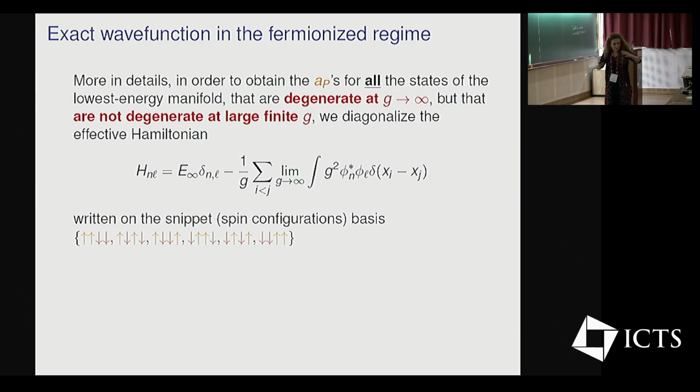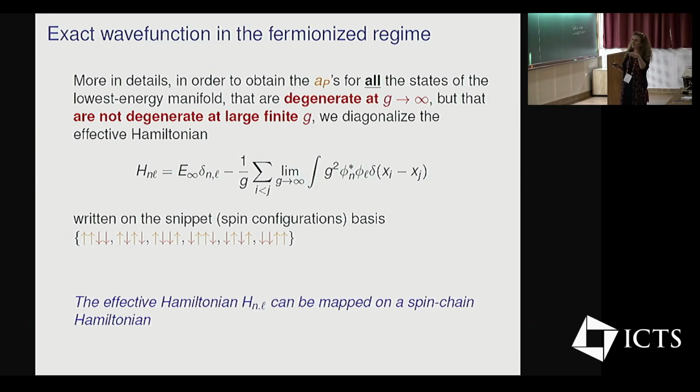More in detail, if I want all the states of my manifold, whose energies are degenerate at infinite G but are not degenerate when G is large but finite, what I'm doing is an expansion of the Hamiltonian, projecting it on the basis of the spin configurations that are less than the whole possible set. We call it the snippet basis, but this is just technical. If I do this and diagonalize, I obtain all of my P. I have no time to go into this, but you can ask me later. The effective Hamiltonian that I obtain with this operation can be mapped onto a spin chain Hamiltonian.